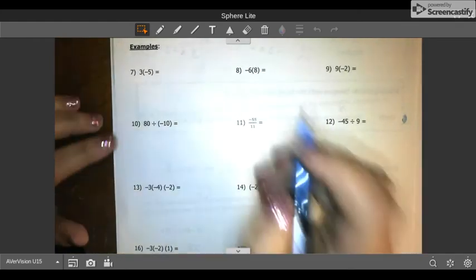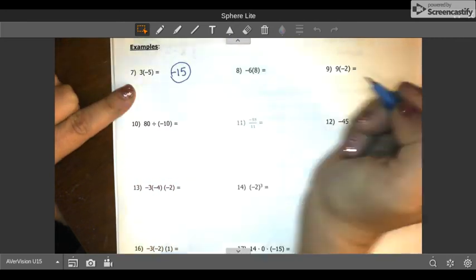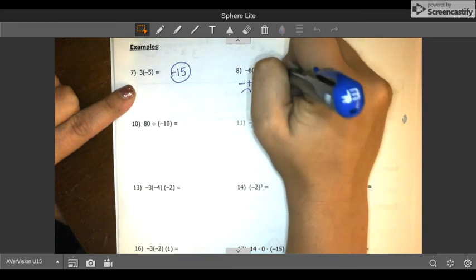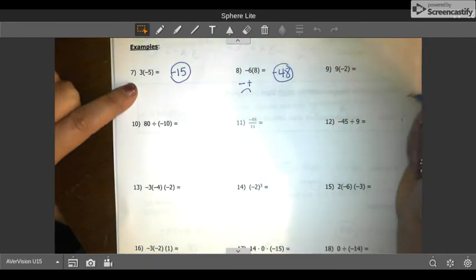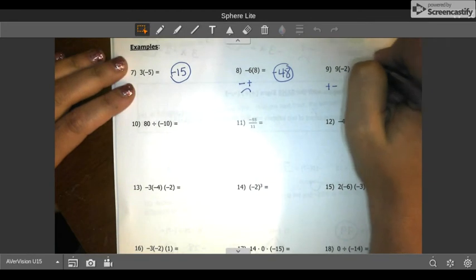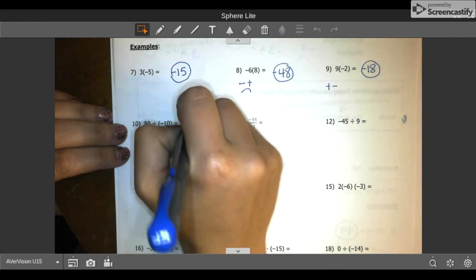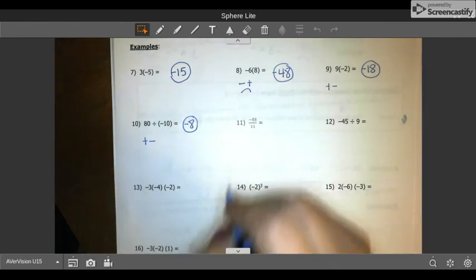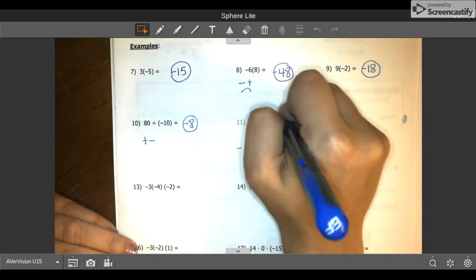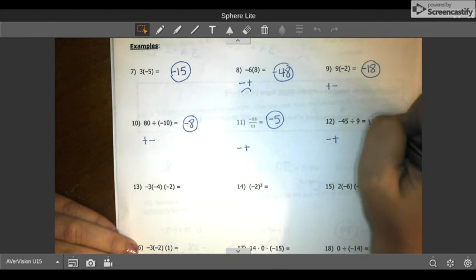Okay, bye. 3 times negative 5 is negative 15. A negative times a positive, so this is negative 48. Okay, I need to refocus myself. A positive times a negative is negative 18. A positive divided by a negative, this is negative 8. A negative divided by a positive, this is negative 5.